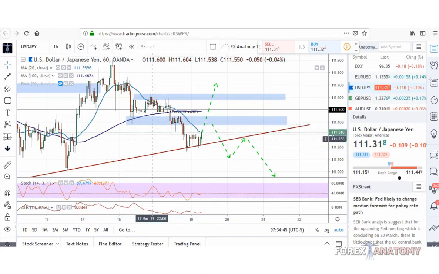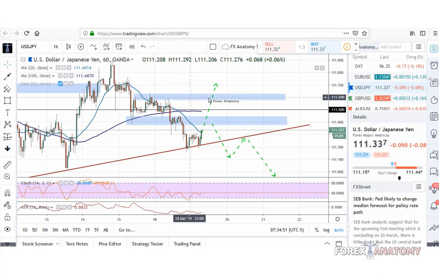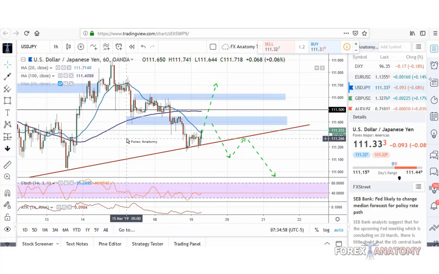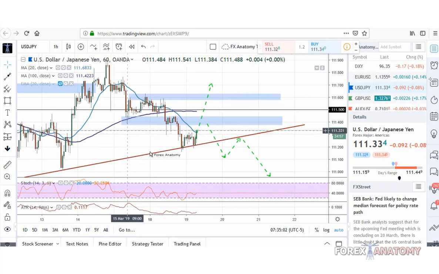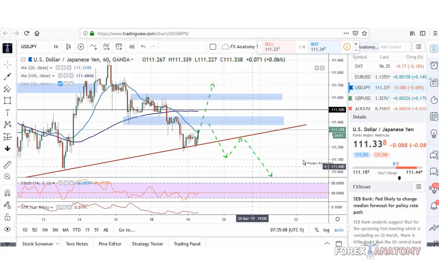But if price does break and close higher above this high right here in this zone of structure resistance, then we may definitely want to shift our bias and become a bit bullish on the US dollar Japanese yen. So that's pretty much it, guys. I don't really have too much to share with you guys today or this morning.